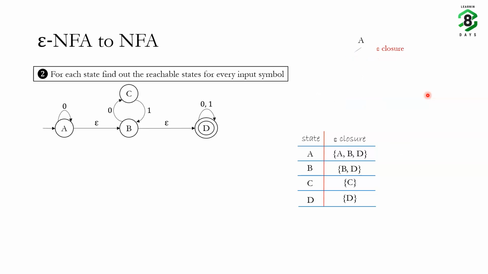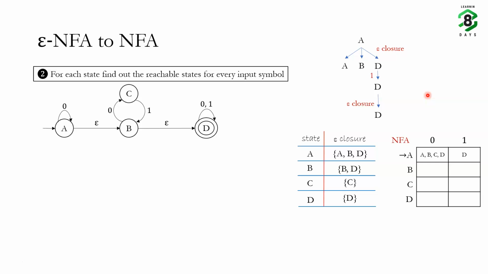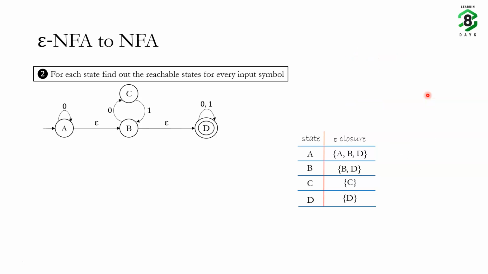Next let's talk about input symbol 1. So the Epsilon closure of A contains states A, B and D. On input 1, from state D we can go to state D itself, and the Epsilon closure of state D takes us to state D. So on input symbol 1 from state A we can transition to state D.